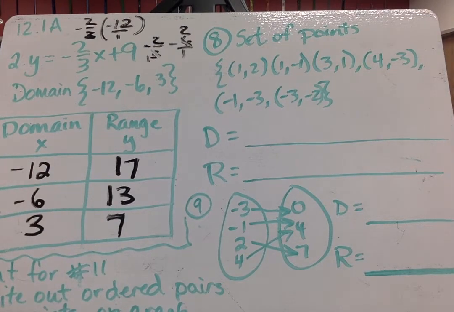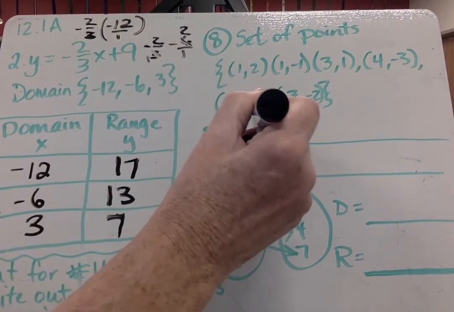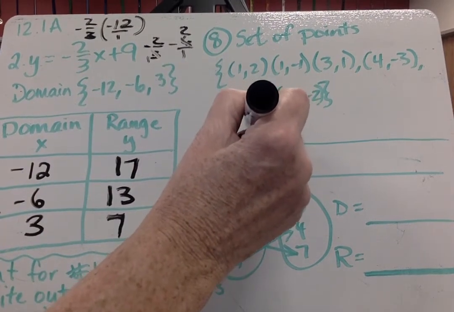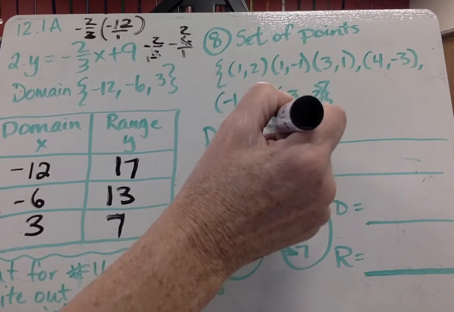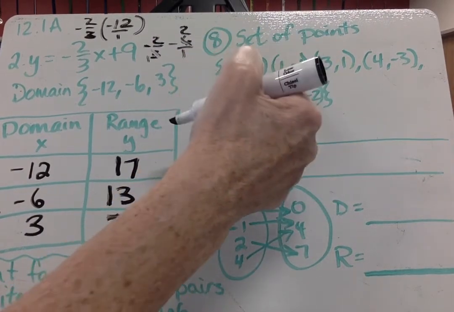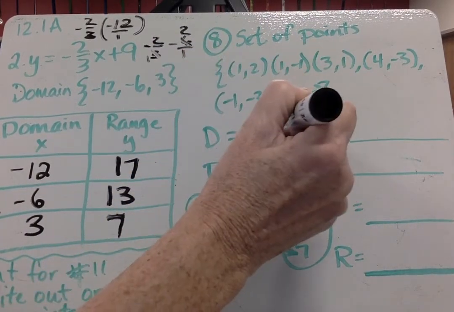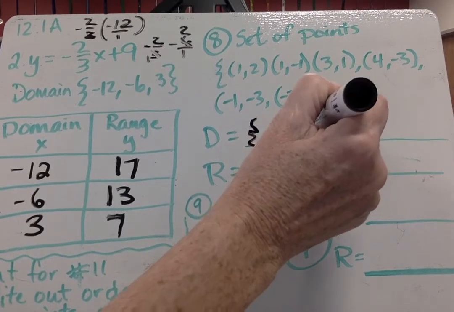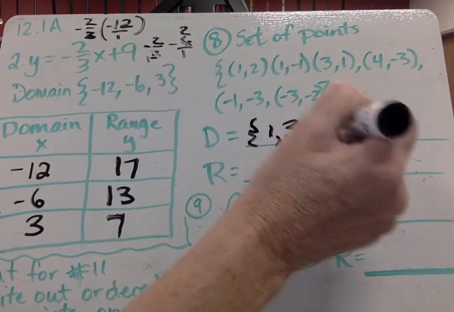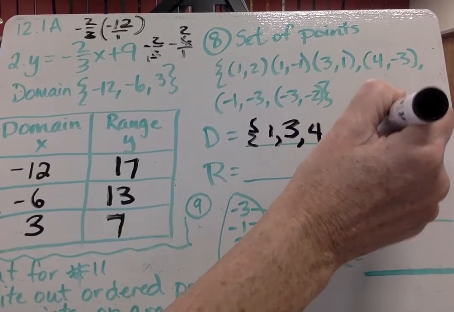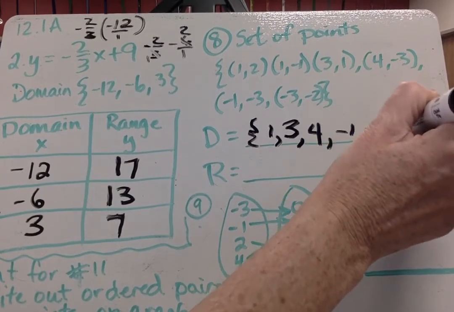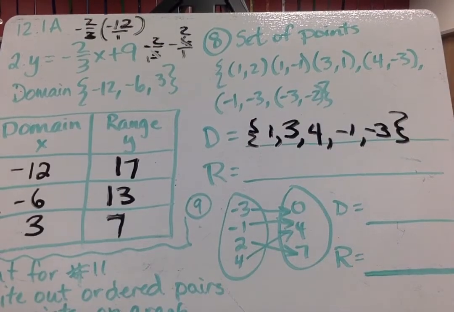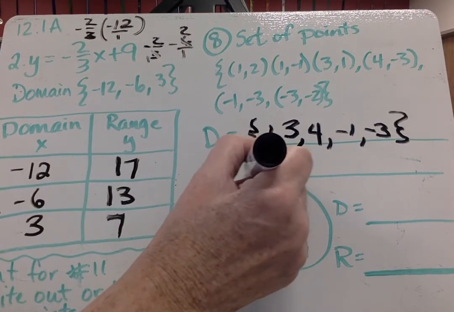Okay, so our domain is the set of x values. So our x values is 1. We don't write it twice if it's listed both. Then we put 3. Then we put 4, negative 1, and negative 3. And it needs to be in set notation. So that's our domain.